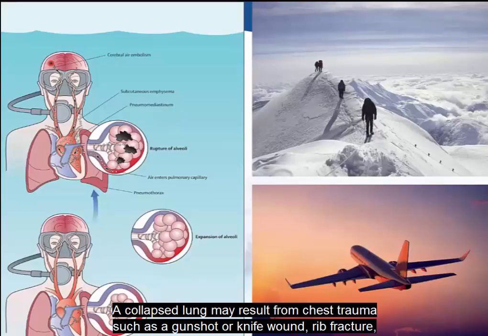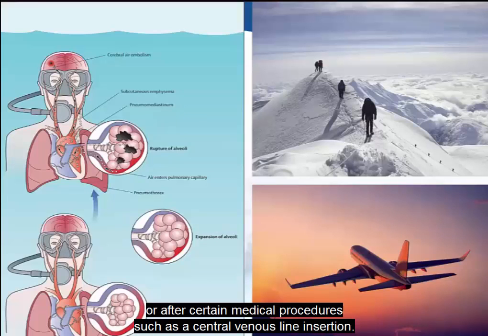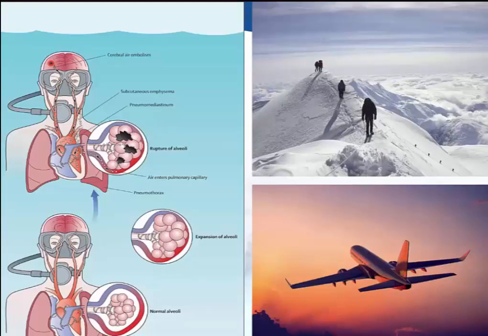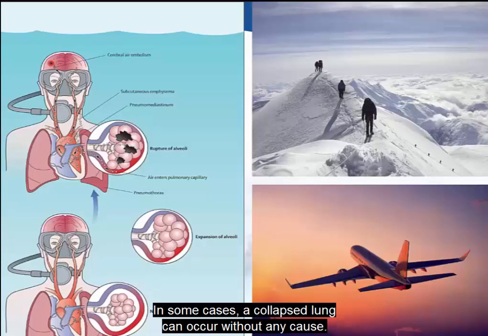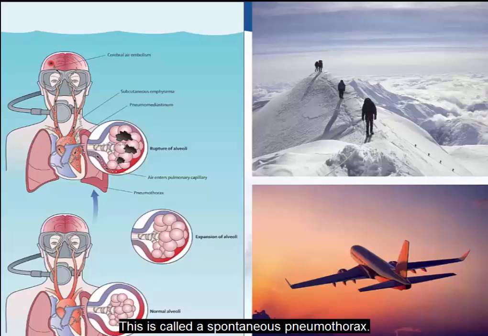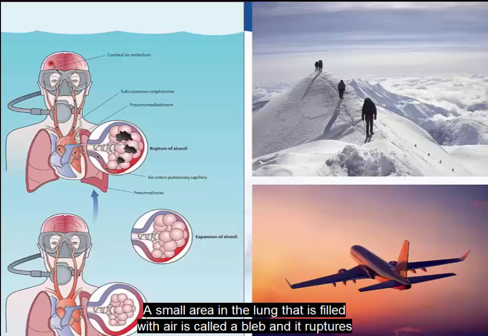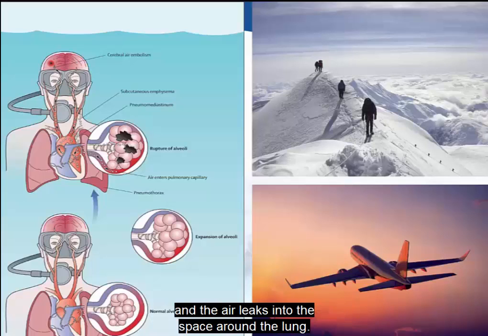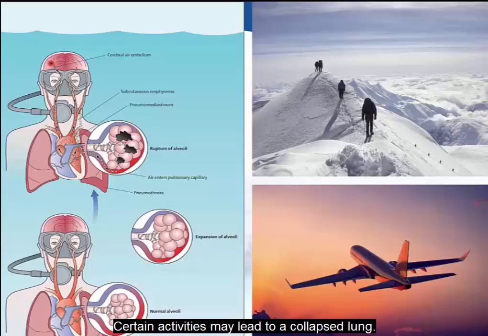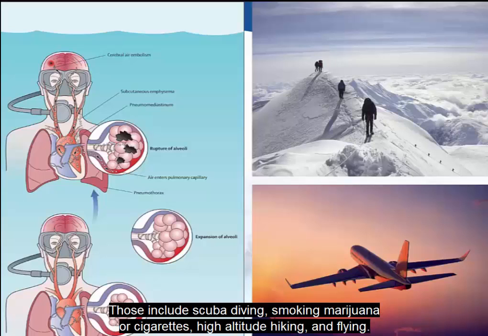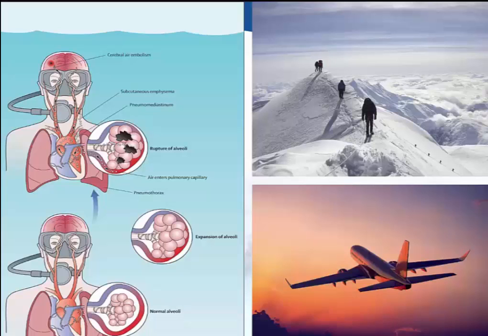A collapsed lung may result from chest trauma such as a gunshot or knife wound, rib fracture, or after certain medical procedures, such as a central venous line insertion. In some cases, a collapsed lung can occur without any cause. This is called a spontaneous pneumothorax. A small area in the lung that is filled with air is called a bleb, and it ruptures and the air leaks into the space around the lung. Certain activities may lead to a collapsed lung. Those include scuba diving, smoking marijuana or cigarettes, high-altitude hiking, and flying.